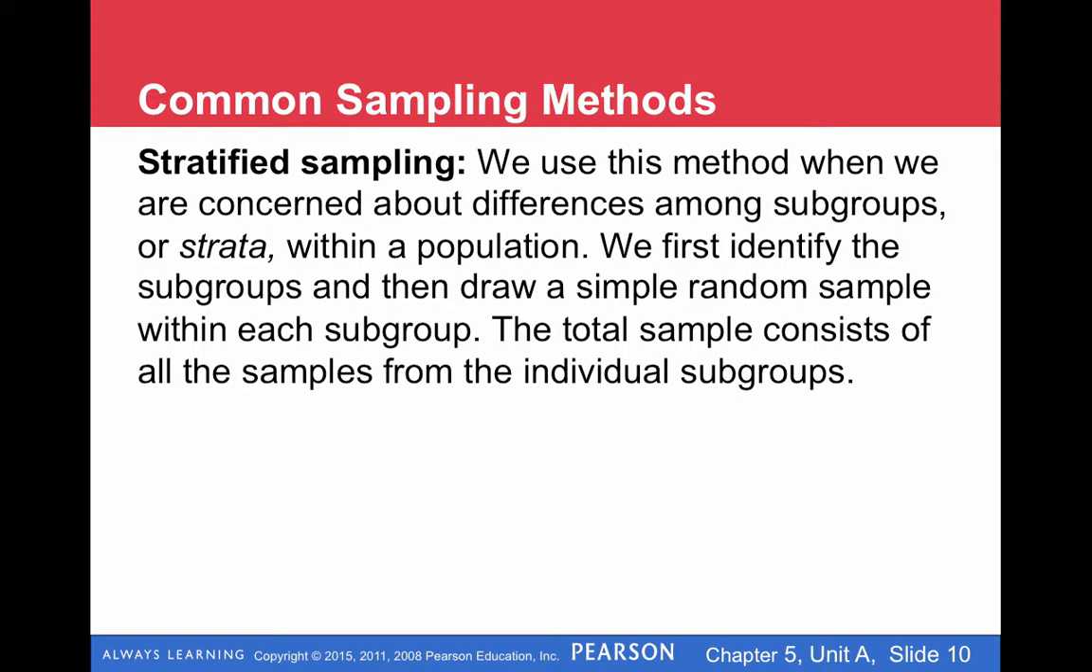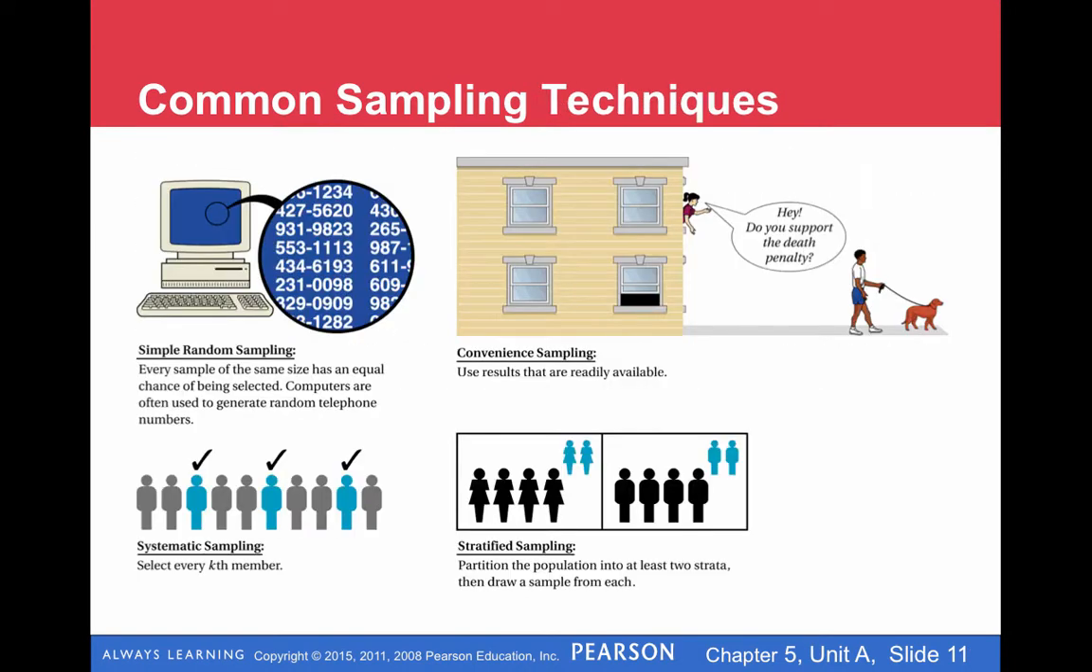And then the last one is stratified sampling. We use this when we want to see if there's a difference among subgroups, or strata, within a population. That could be geographic, or based on male, female, age groups, things like that. So we identify those subgroups and draw a simple random sample within each subgroup. The total sample consists of all the samples from the individual subgroups. Usually that's done in political research.